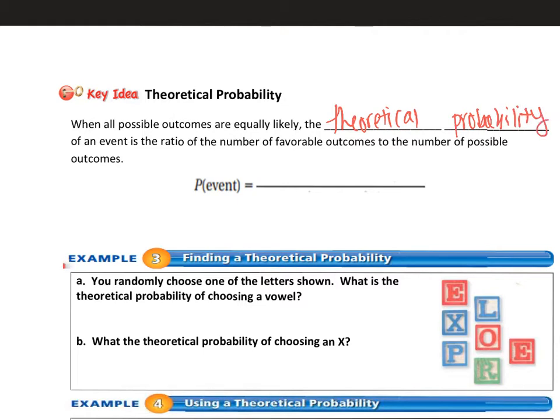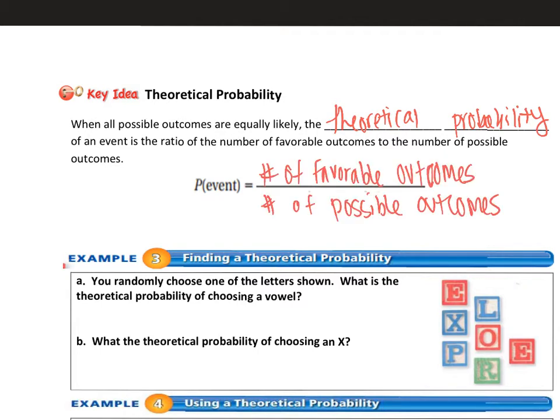The theoretical probability of an event is the ratio of the number of favorable outcomes to the number of possible total outcomes. If we use the same coin flipping example, the number of possible outcomes when we flip a coin is 2, right? We have a head and we have a tail. And say we wanted the event of flipping a head, the favorable outcome, there's only 1, right? So our theoretical probability of flipping a coin and getting a head would be 1/2.